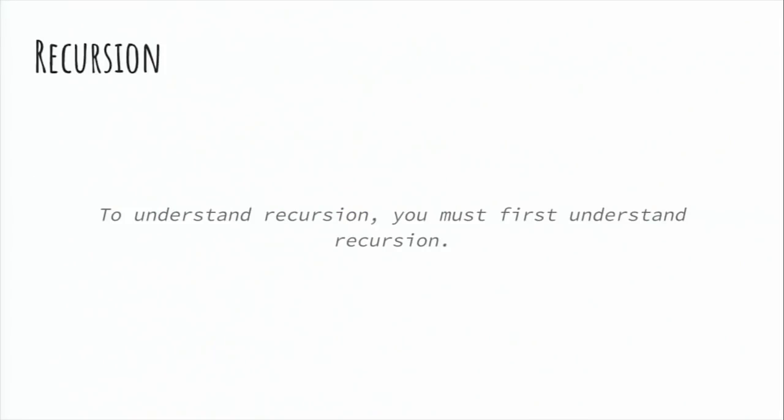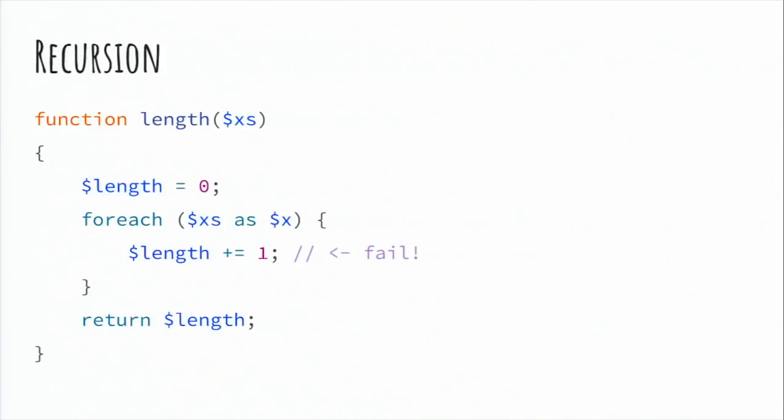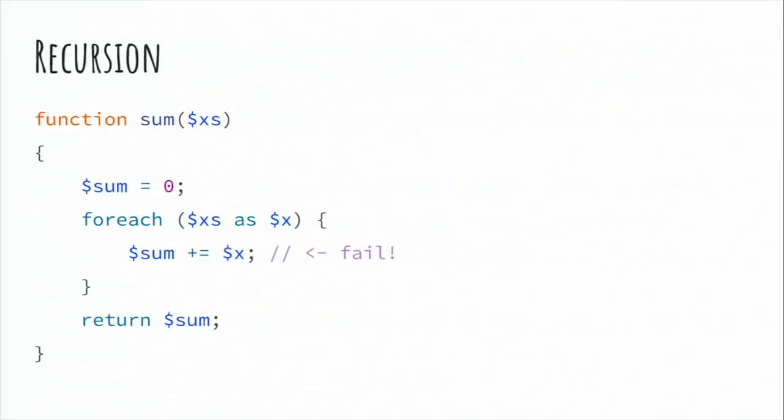And then you need recursion. But to understand recursion, you must first understand recursion. So let me try to explain. If we want an average of not just two variables, but a list, then you take the sum of the list, you divide by the length of the list, that's the average. And we create a length function, but it has a loop with mutation, and that's not allowed, right? So we have to write another way. And the same goes for the sum function. We cannot write this with a loop.